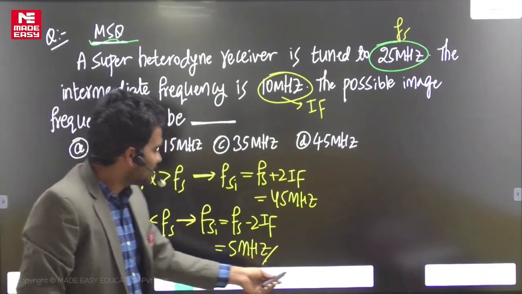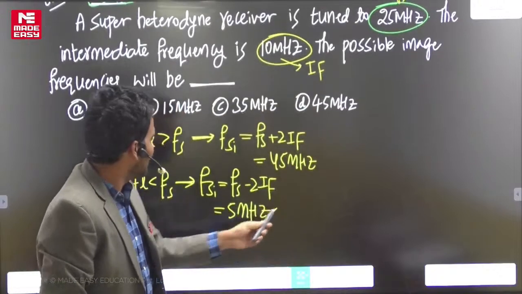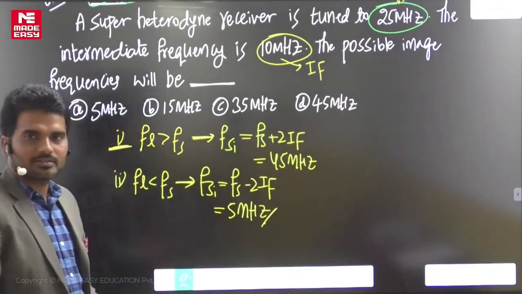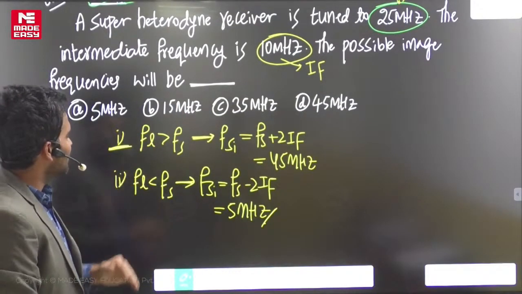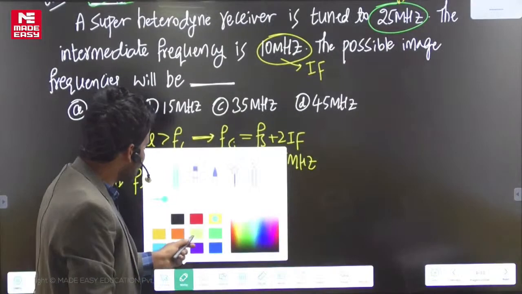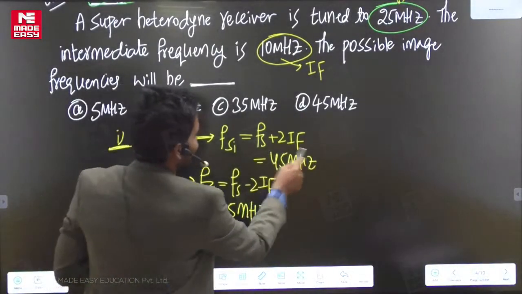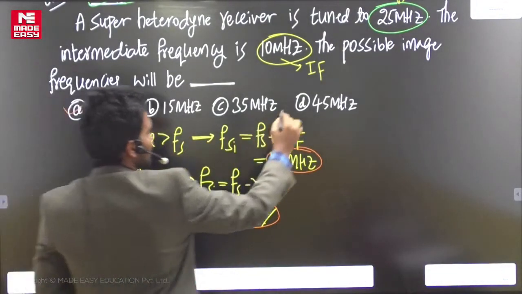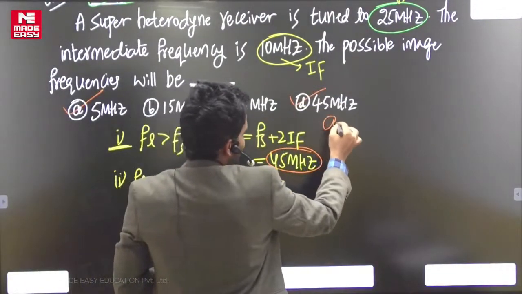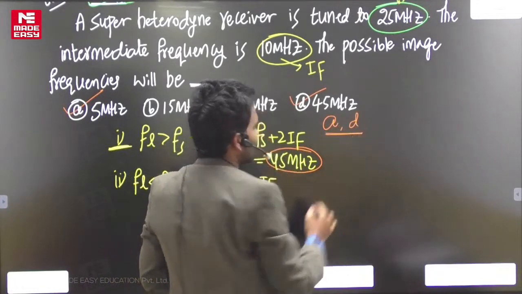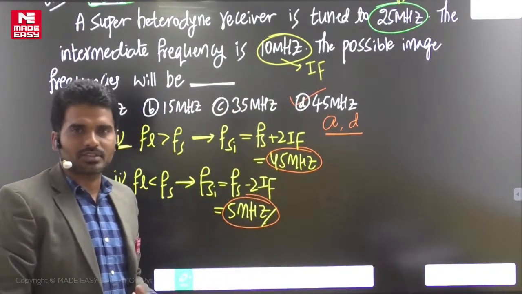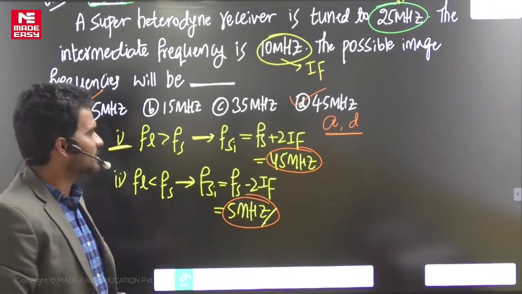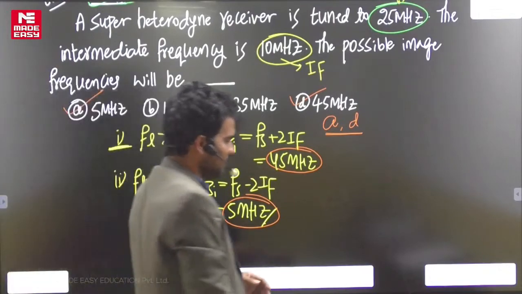Okay, so in this question the relation between FL and Fs is not given, so we have to take both possibilities into consideration. So the possible image frequencies will be 45 megahertz and 5 megahertz. So here options A and D will be correct. Yes, it is an MSQ type question, one or more options can be correct here. So here A and D will be correct.